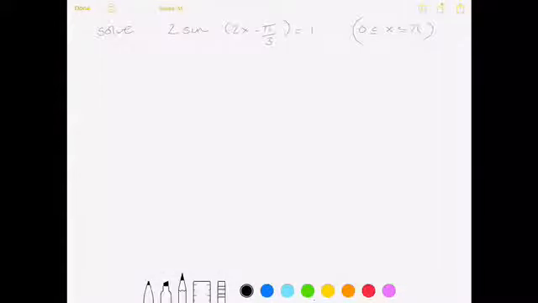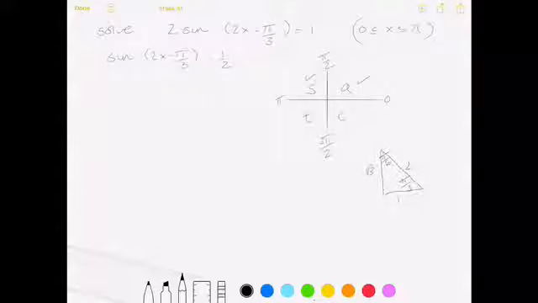Finally, solve 2 sine brackets 2x minus pi over 3 equals 1. Please note that we're only looking at x between 0 and pi here, so we need to be careful with our solution set. So rearranging the equation, we get sine bracket 2x minus pi over 3 equals a half. Sketching our CAST diagram, sine is positive in quadrants 1 and 2. Using our exact value triangles, which angle has an opposite of 1 and a hypotenuse of 2? That would be pi over 6 radians.